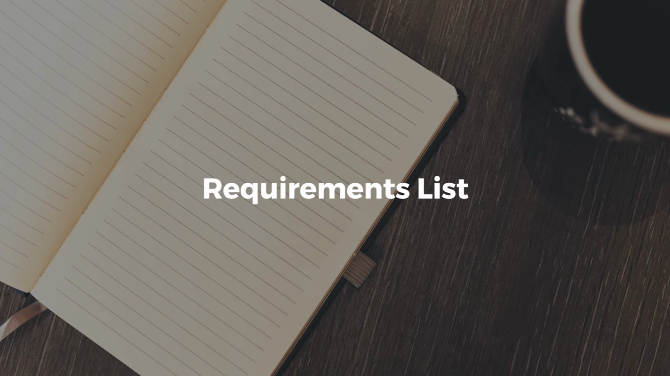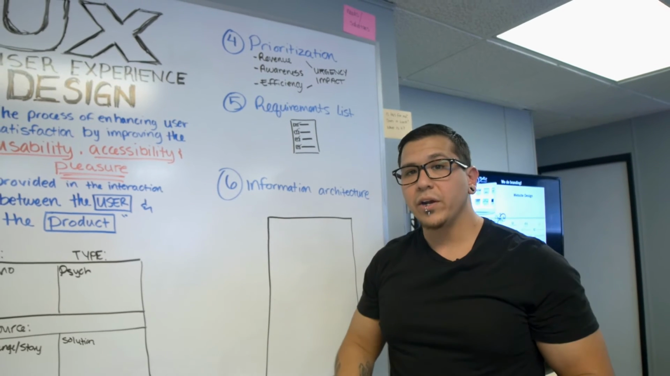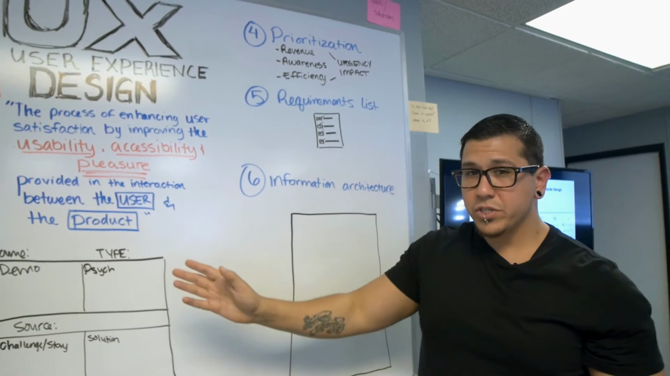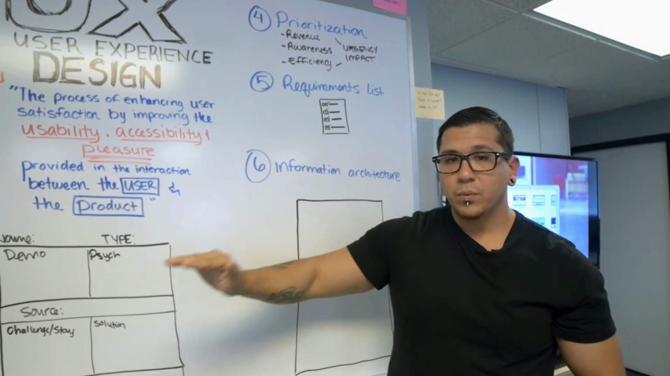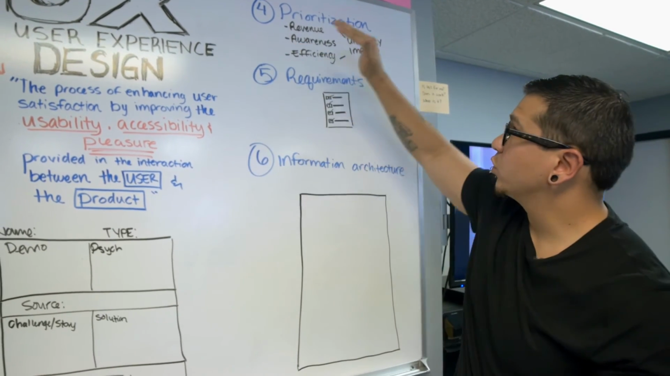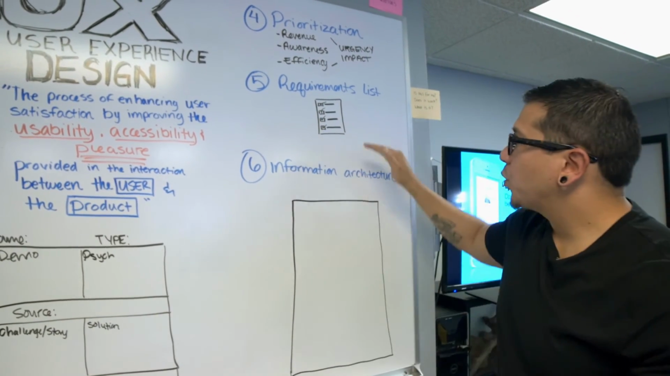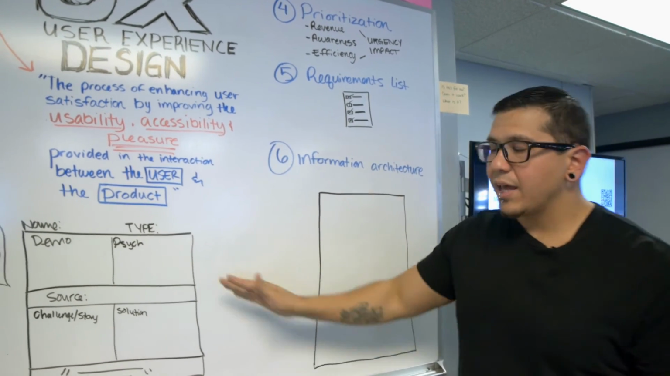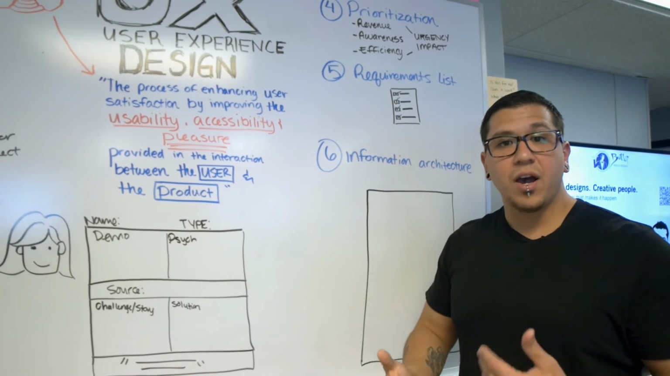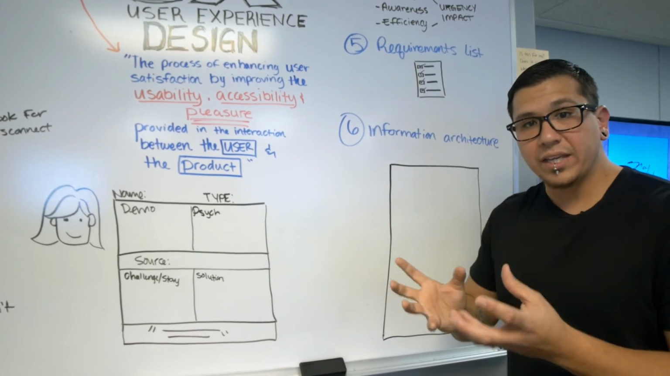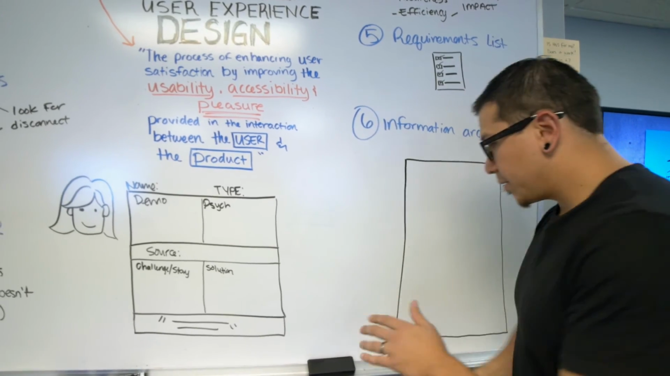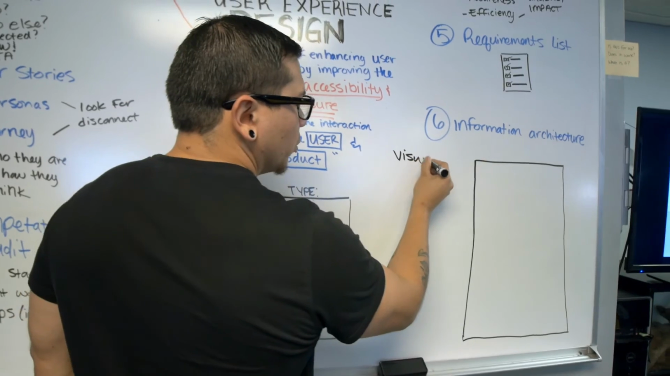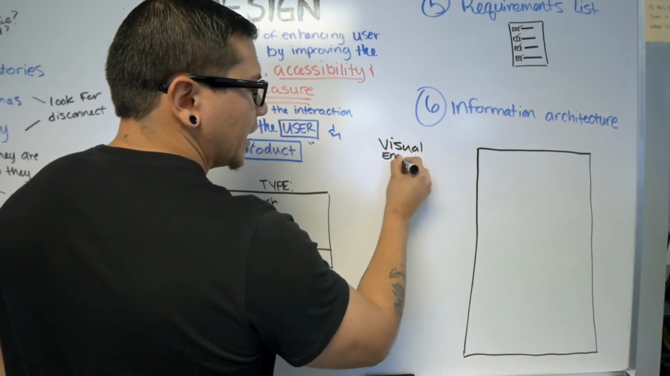A requirements list is just a list of everything that would be required to enhance our users' satisfaction based off of everything we've gleaned through the discovery session and building out the user stories, doing our competitive audit, preliminary brainstorm, and our prioritization. A requirements list could be things like, you know what, when we talked about Sally, she did not like to be inundated with tons of copy. She likes visual engagement. So maybe our requirements list includes visual engagement.